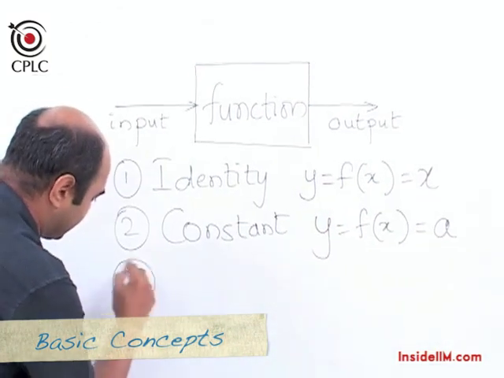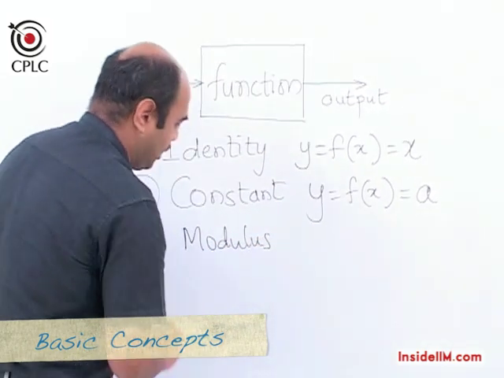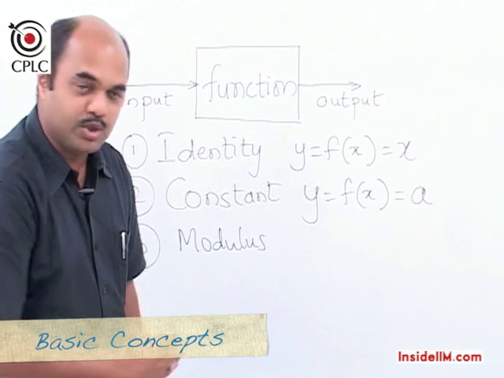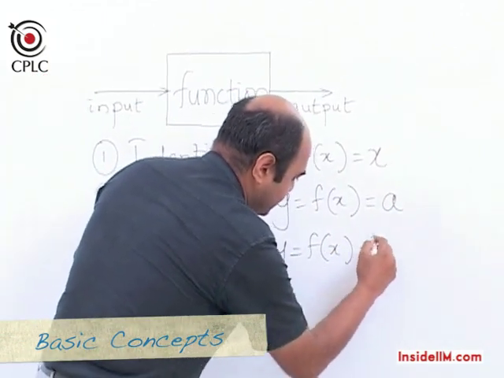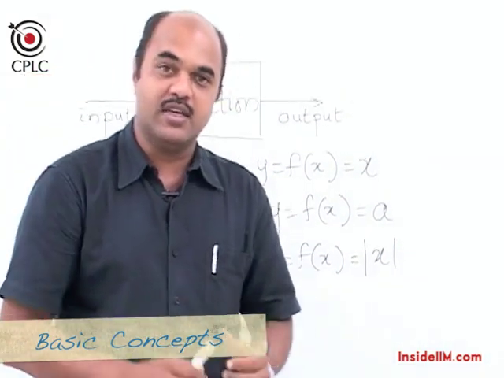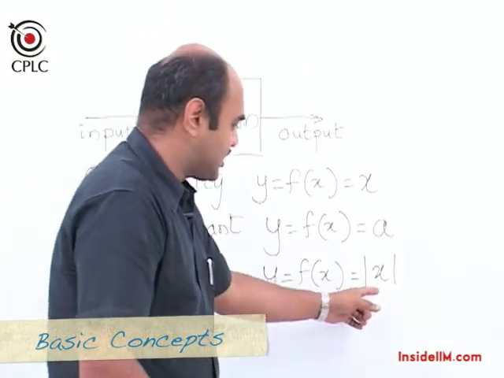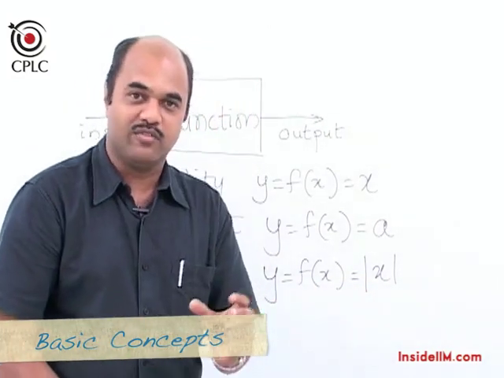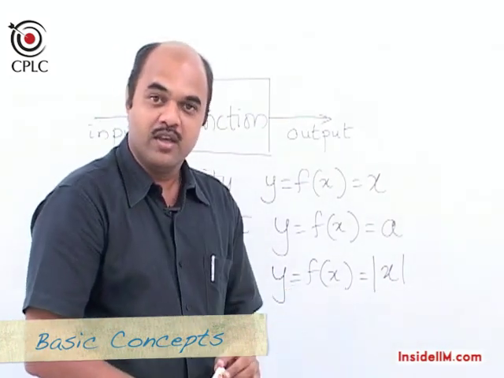If we look at another kind of a function, suppose it is a modulus function, or it can also be called as the absolute value function. So if we say y as a function of x is equal to mod of x. Now what this function does is, it just takes the magnitude of the input, which is x. So if the magnitude of the input is 2, then the output is also 2.